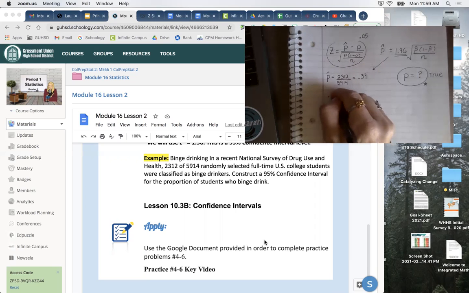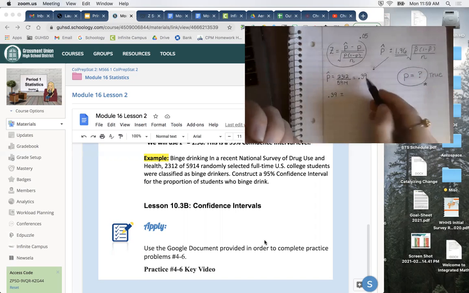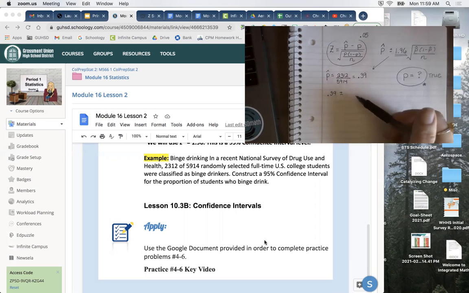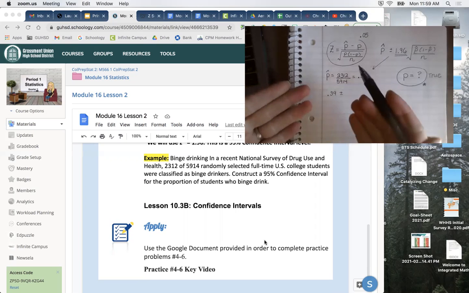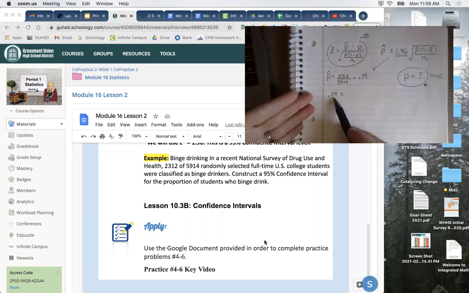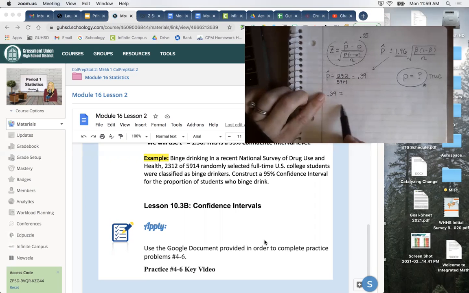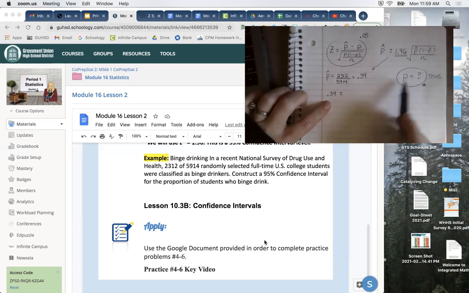I take my 39% and I'm going to add and subtract a little bit. This little bit has a formula where we actually use what's called the standard error. Based on our sample, which was a really big sample, this is going to be a very small window. I'm adding and subtracting a little, and I'm going to be 95% confident that the true proportion is between these two values. That's where the plus and minus come in.